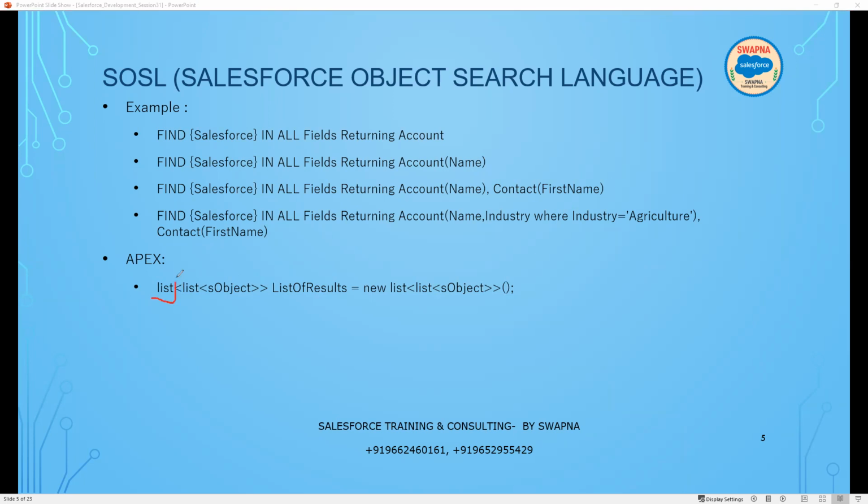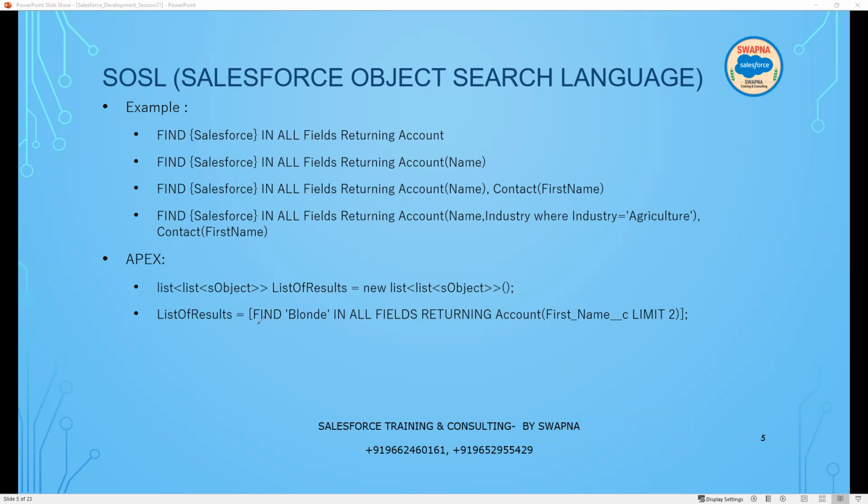Now here I have a first list and within this again I have another list. So list of list, we have a list of the results, equal to new list of SObject. Now, list of results equal to, you need to specify the find keyword.